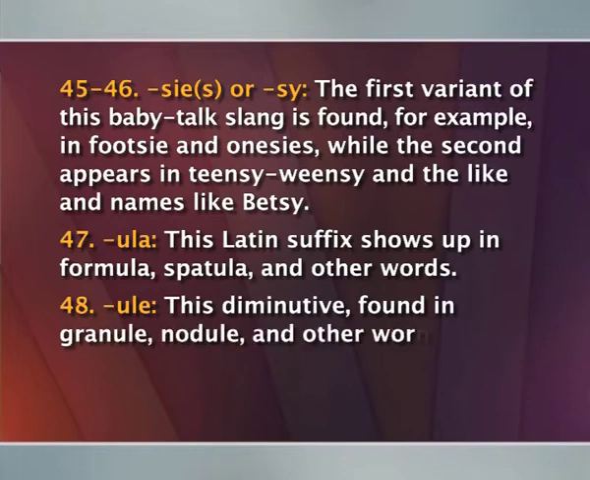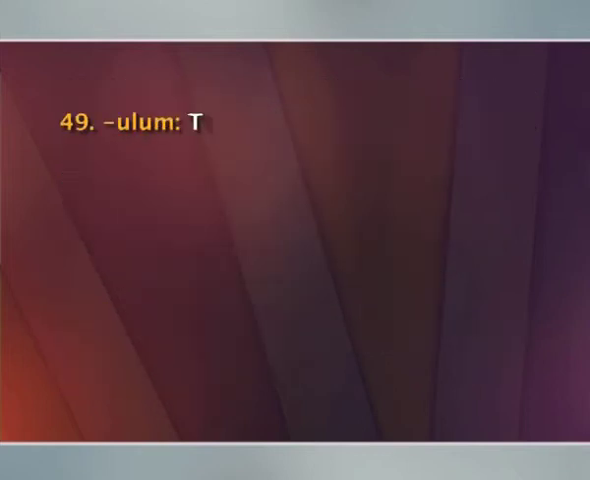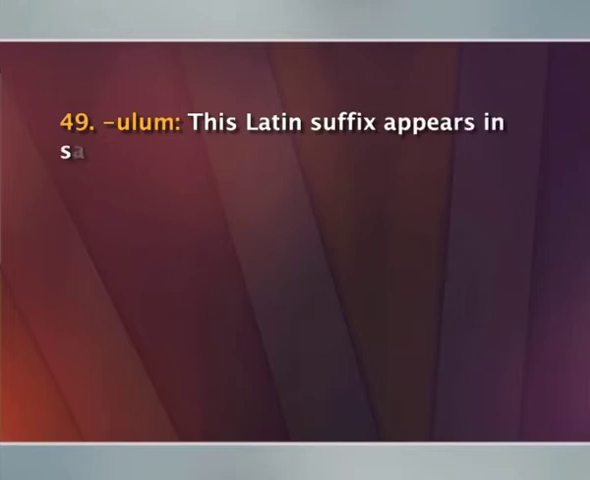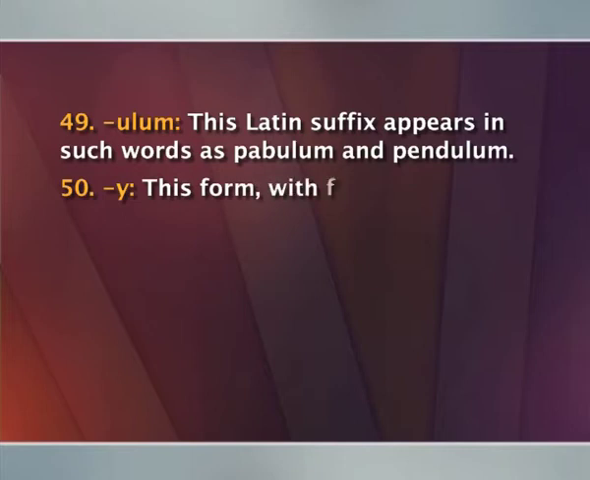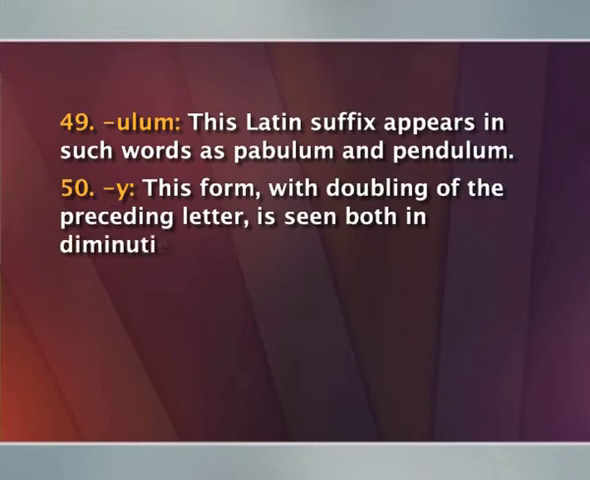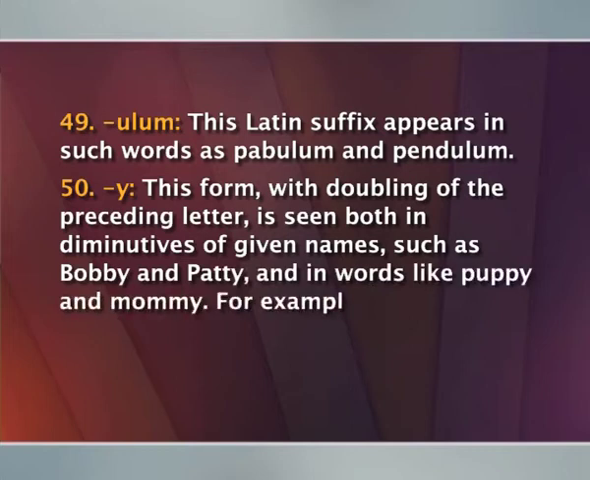48th, ule, that is yule. This diminutive found in granule, nodule and other words comes directly from Latin or indirectly from it through French. 49th, ulum. This Latin suffix appears in such words as pabulum and pendulum. 50th, y. This form, with doubling of the preceding letter, is seen both in diminutives of given names such as Bobby and Patty, and in words like puppy and mommy.